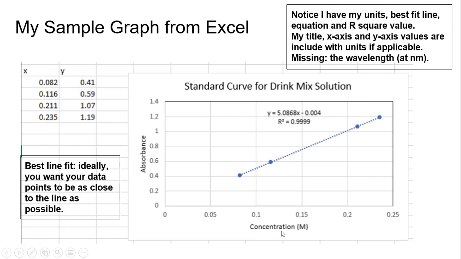So here I have my concentration. It's molarity, so it's not just a title. You have to have your units. Absorbance, there is no units. I put standard curve for drink mix. I have my equation. I have my R-square. So this is telling me that my data points have fit into the best fit line very well because it's close to 1. So this is my information that I did based on, I just randomly picked some numbers. I did the lab and I just randomly picked some numbers, and this is what I got.